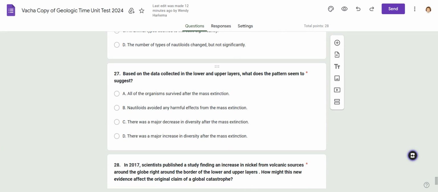Number 27, based on the data collected in the lower and upper layers, what does the pattern seem to suggest? A, all of the organisms survived after the mass extinction. B, nautiloids avoided any harmful effects from the mass extinction. C, there was a major decrease in diversity after mass extinction. D, there was a major increase in diversity after the mass extinction.